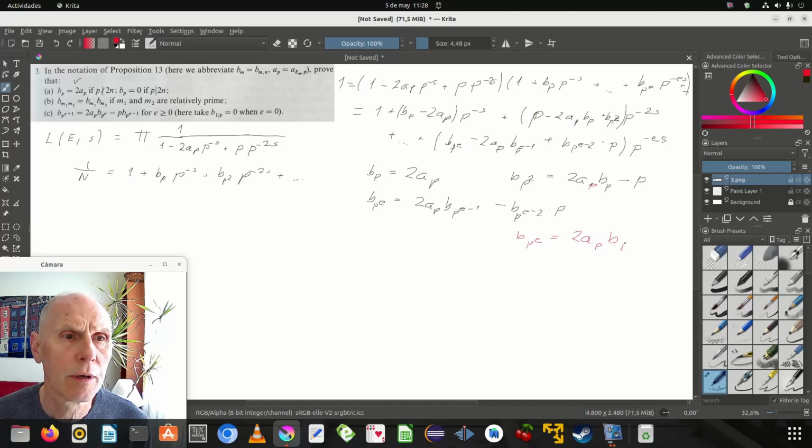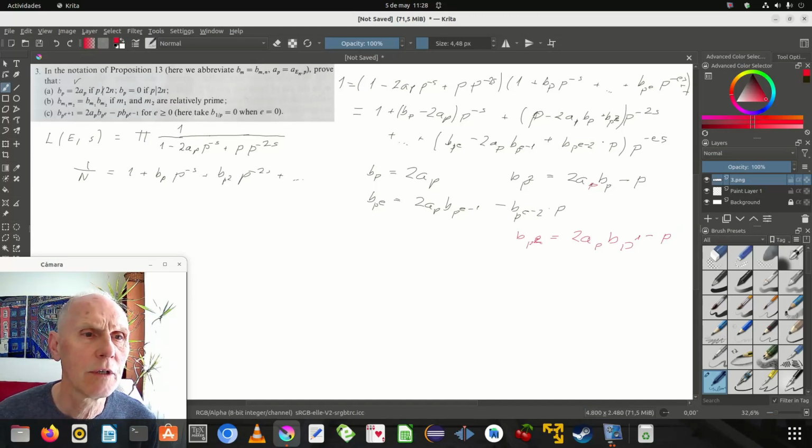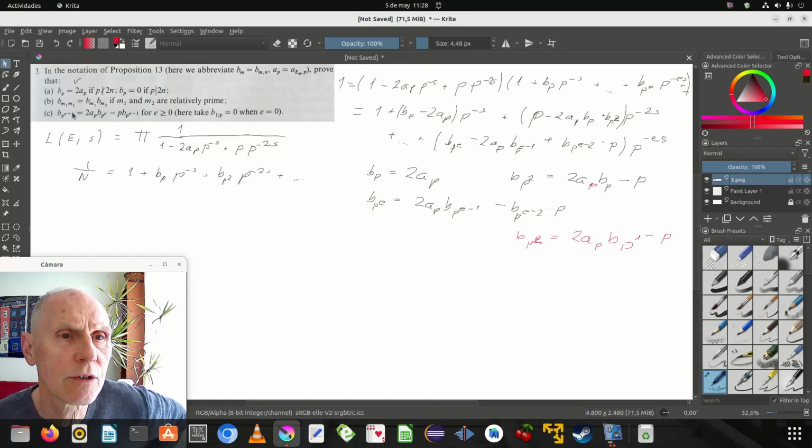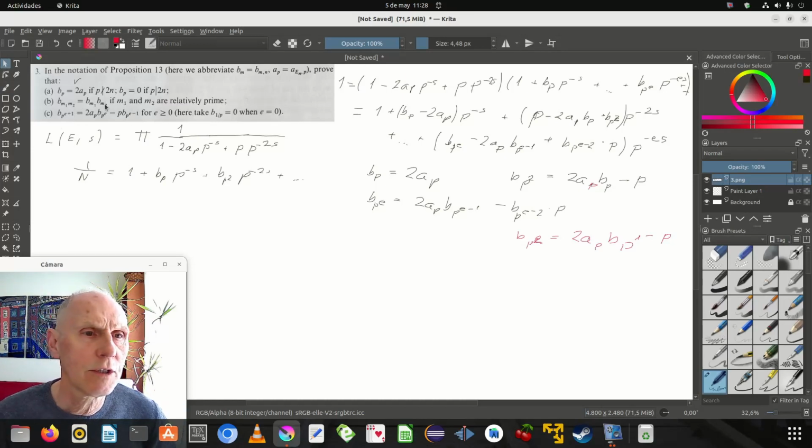B P to the first, this was number 2, minus P times 1. Oh, very well. And then they want this formula to be true because the last term just vanishes when E is 0, right? So this holds in general. And then just that it's a number theoretic function that follows simply by unique factorization of integers into primes.